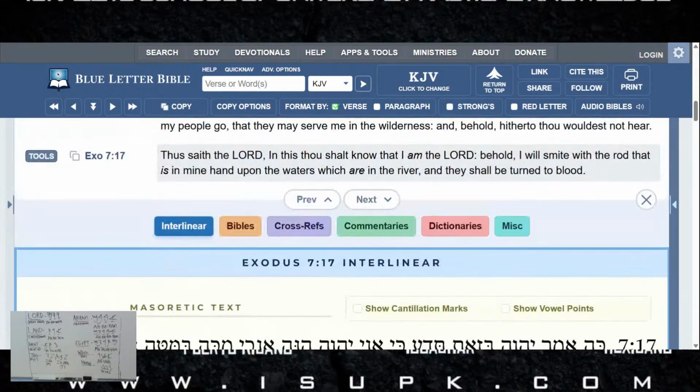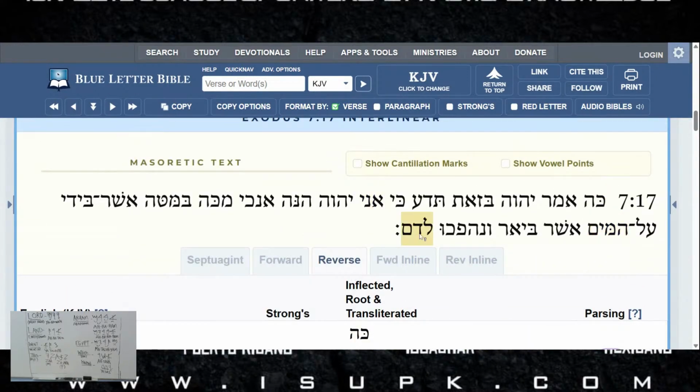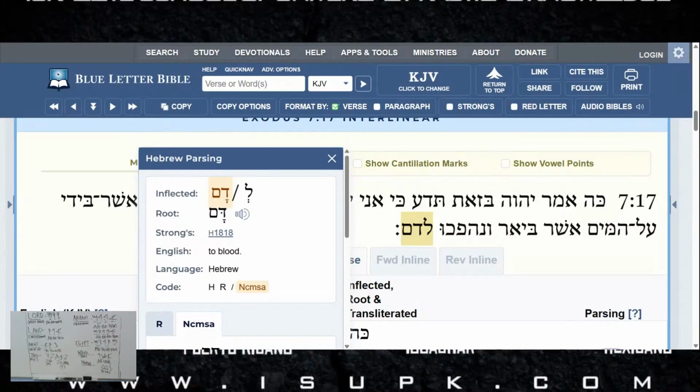Let's read the English and let's see what it's saying. So Exodus 7, 7 and 17. Thus saith the Lord, in this thou shalt know that I am the Lord. Behold, I will smite with the rod that is in mine hand upon the waters which are in the river, and they shall be turned to blood. Because the word dum is blood. So ladum is to blood. It's the wrong word right there. This word right here, ladum, is to blood. Turn to blood. All right.